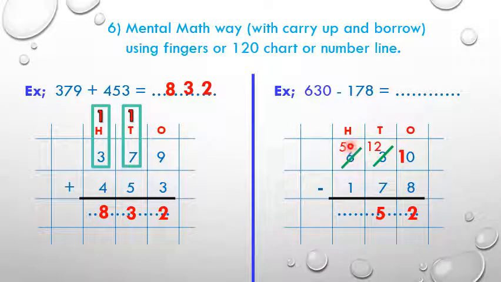Let's go to the last place value here. We have 5 minus 1 equals what? Can I take away 1 from 5? Yes, because 5 is more than 1. Then 5 minus 1 equals 4. It will be 452.